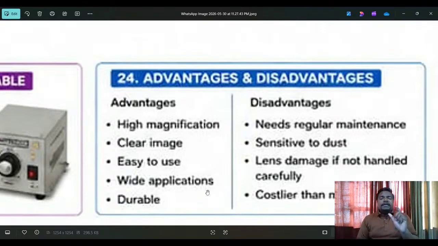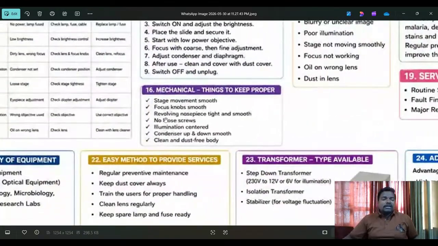If I simply show the PPT, it takes 1 or 2 minutes. But I tried to give valuable information which is important during your service time, so keep all these things in your mind. Disadvantages: needs regular maintenance, sensitivity to dust, lens damage if not handled carefully, and costlier than monocular. Compared to monocular, definitely it costs more, but because of so many advantages, we have to purchase it. Yes or no? Right.